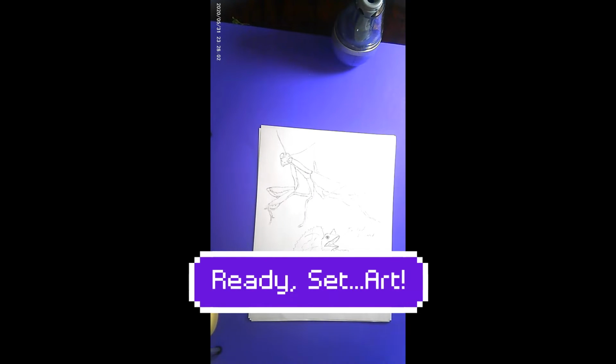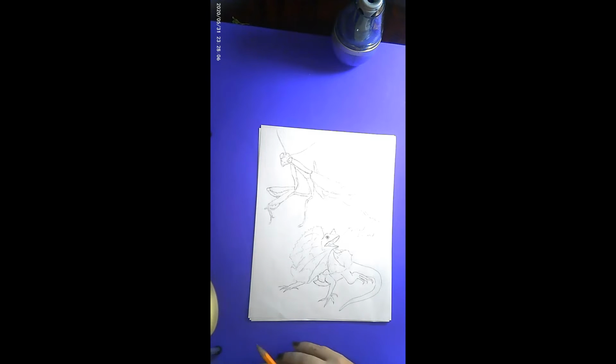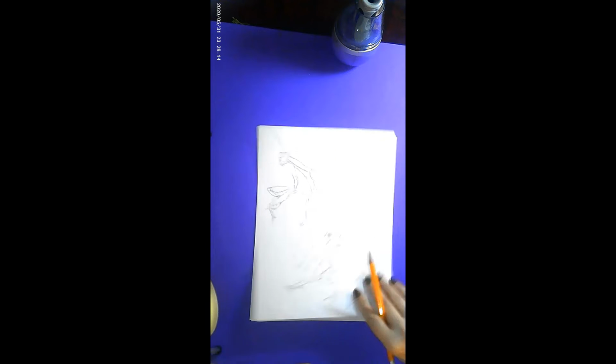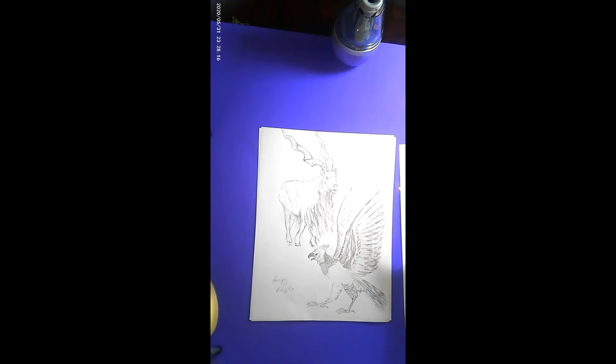Ready, set, art. Today's sketchbook assignment is the strong animals, and I picked a praying mantis, a frilled lizard. That's for part one. Part two will be a markhor. It's this interesting goat. Look at all that hair and these interesting horn shapes. And then a harpy eagle, the biggest eagle in the world. They're gigantic.